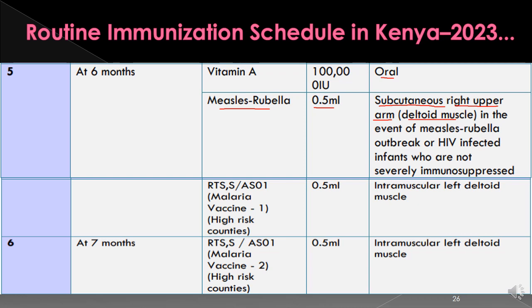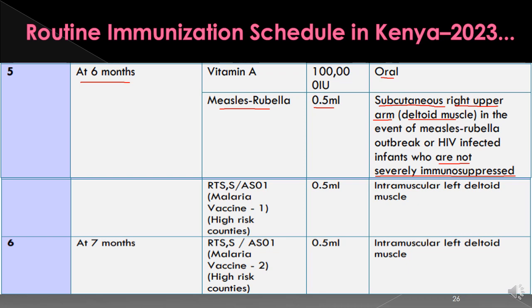Now, the 6-month dosing of measles and rubella, again, is not for all children. This one is practiced when there is a measles or rubella outbreak or in children who are HIV infected and are not severely immune suppressed. That means, you remember we said live attenuated vaccines are not indicated in HIV infected children who are symptomatic, which means their immune system is already compromised. We only give to HIV infected children without symptoms of HIV disease.